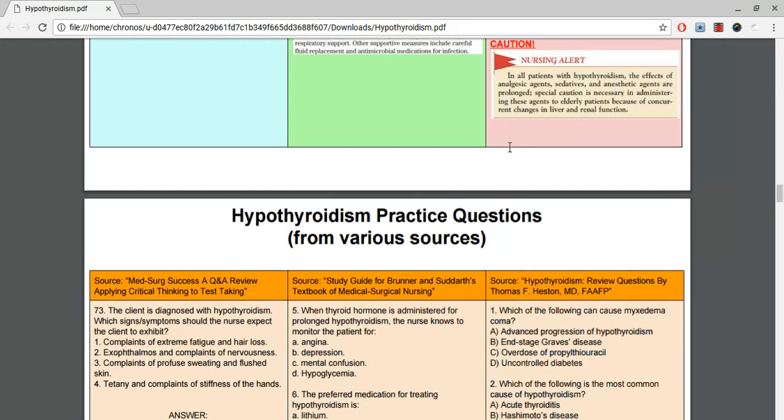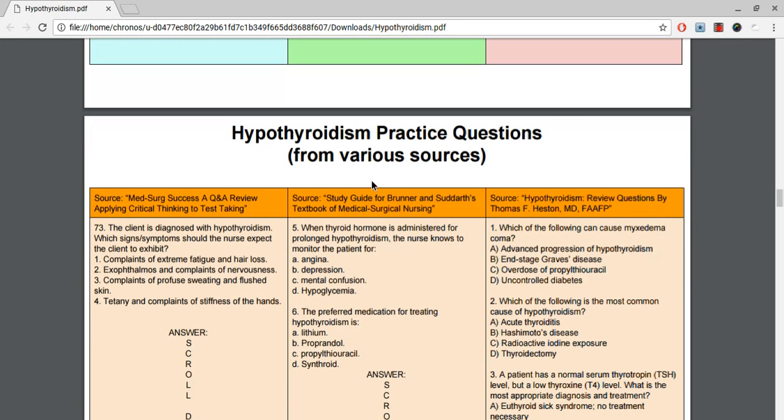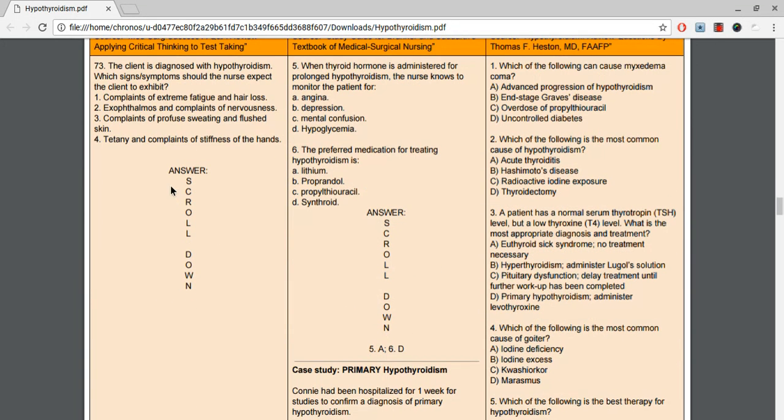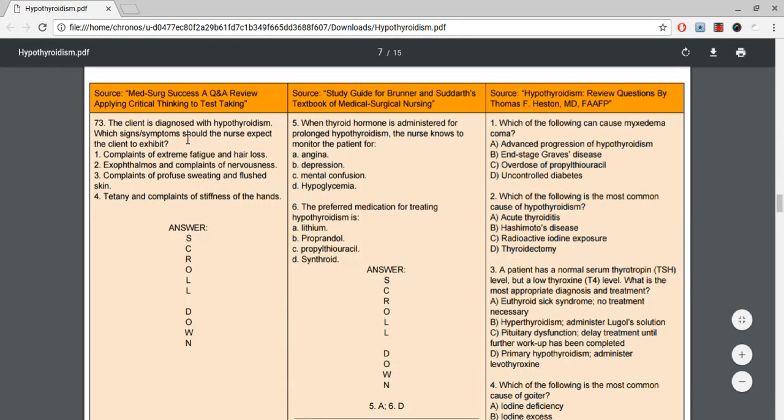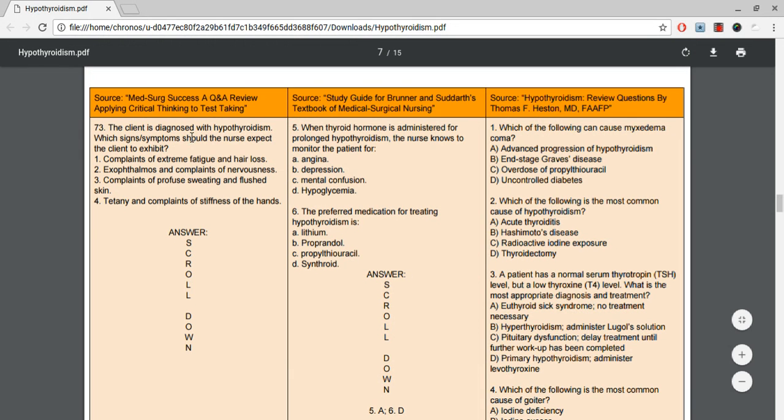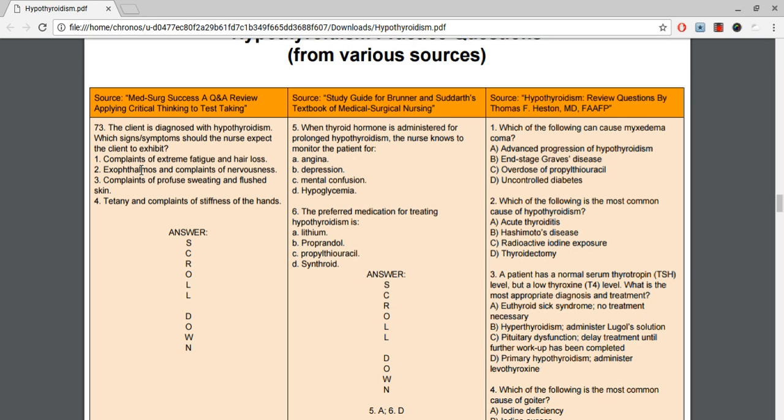And here are some hypothyroidism practice questions that I would like you to go over. The client is diagnosed with hypothyroidism. Which signs and symptoms should the nurse expect the client to exhibit? 1. Complaints of extreme fatigue and hair loss. 2. Exophthalmos and complaints of nervousness. 3. Complaints of profuse sweating and flushed skin. Or 4. Tetany and complaints of stiffness of the hands.